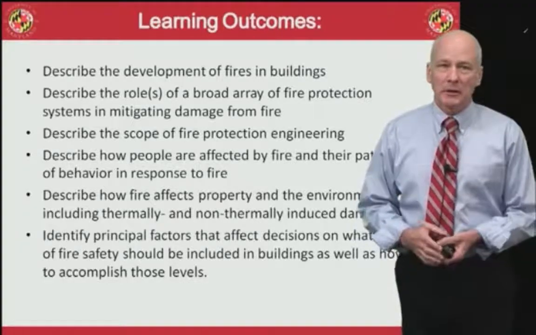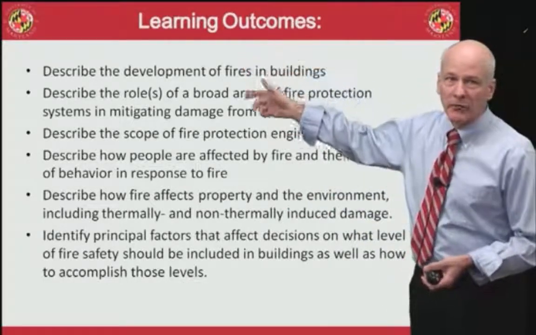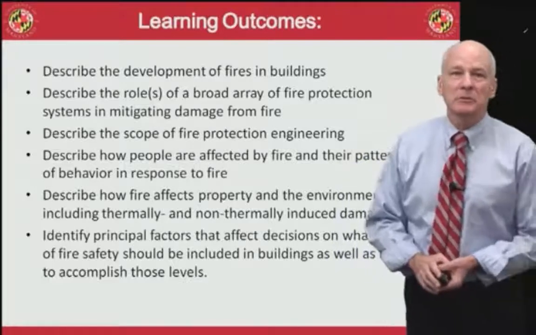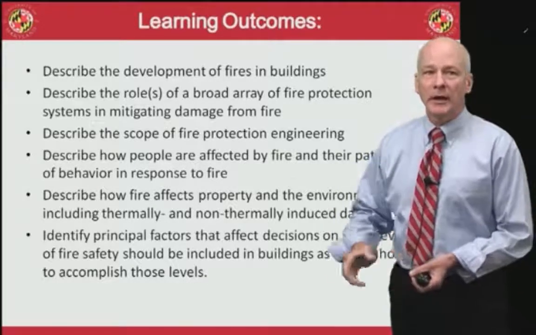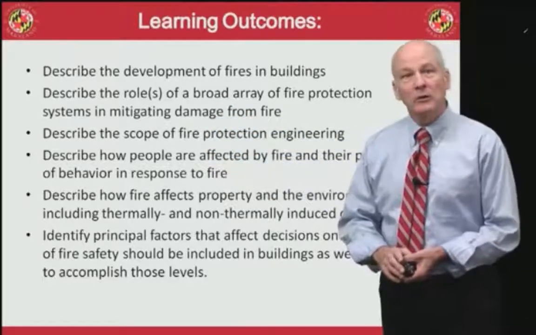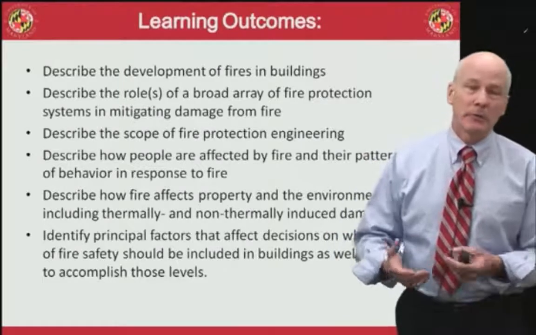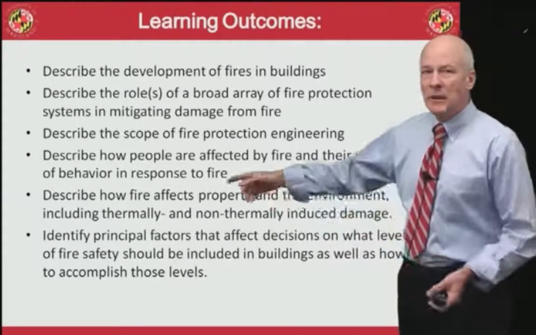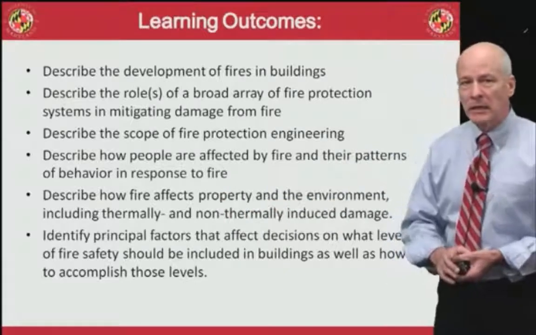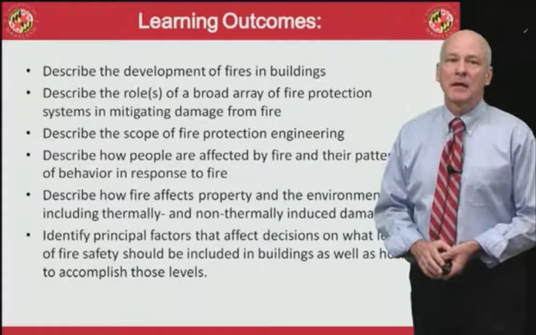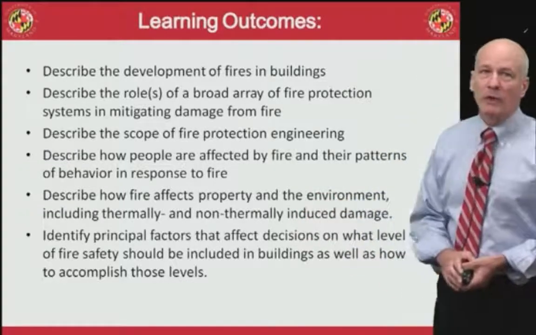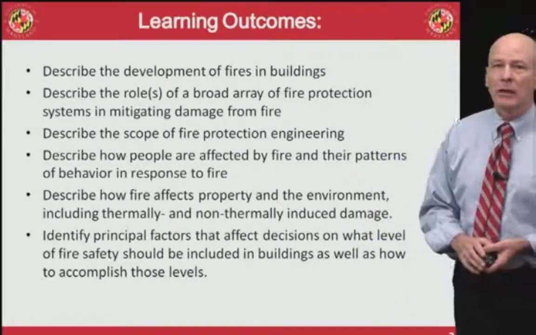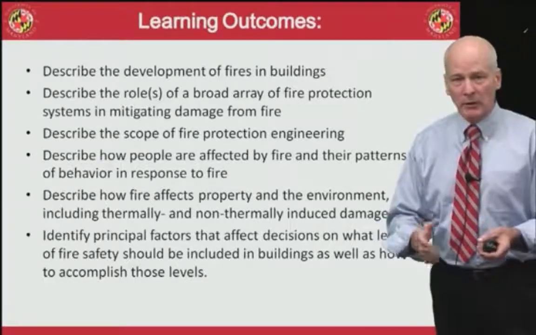For the overall course, we want to take a look at development of fires in buildings, and talk about the array of fire protection systems that are available and used to mitigate damage from fire. We'll describe the scope of fire protection engineering, and talk about how people are affected by fire and how people respond to fire. We'll discuss how structures, property, and contents are affected, in some cases because of thermal damage, in other cases because of interaction with smoke and corrosive products of combustion. And then finally, we want to talk a little bit about how one develops a fire safety solution to a building, and what sort of thought process a practicing engineer would go through to deliver a particular level of fire safety.